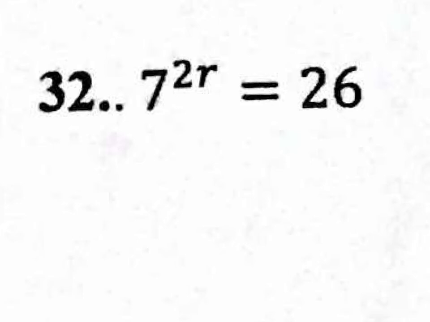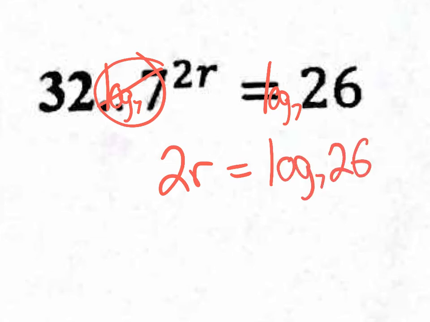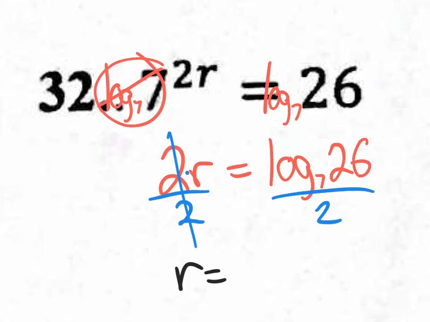What do I have to apply? Log base what? 7. Log base 7. And we do to one side, do to the other, log base 7. So log base 7 of 7, that eliminates. You have 2r equals log base 7 of 26. So we almost have r by itself. All you need to do is get rid of that multiplication of 2 by dividing the whole thing by 2. And once again, the calculator gives you your answer.